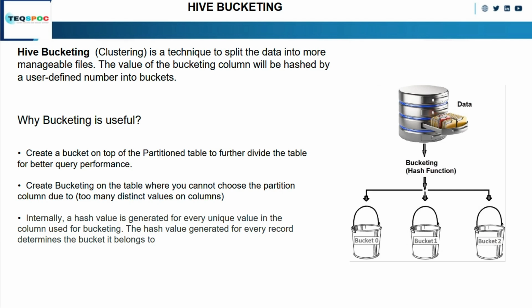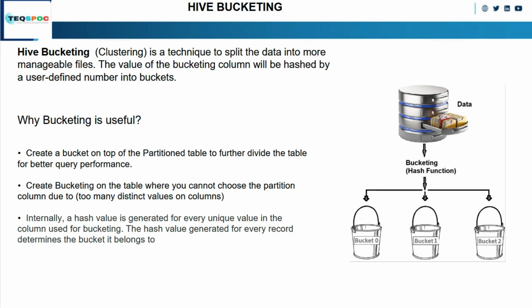Internally, how bucketing works is that a hash value is generated for every unique value in the column used for bucketing. The hash value generated for every record determines the bucket it belongs to. It's very useful to understand how bucketing works underneath, and what this hash value is that I keep mentioning, used to segment the data into different buckets.